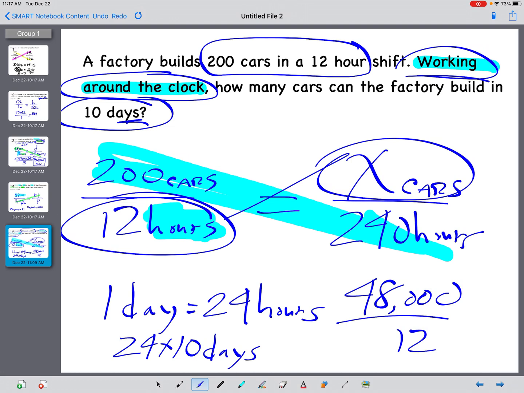And so that comes out to 4,000. So we would be able to build 4,000 cars in 10 days.